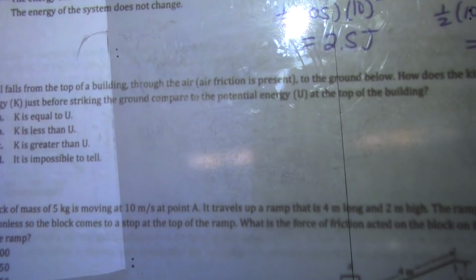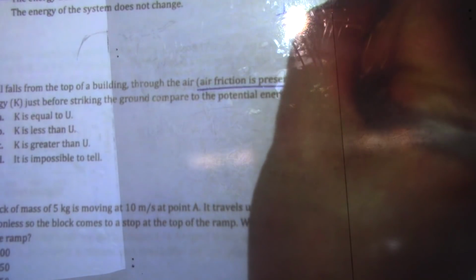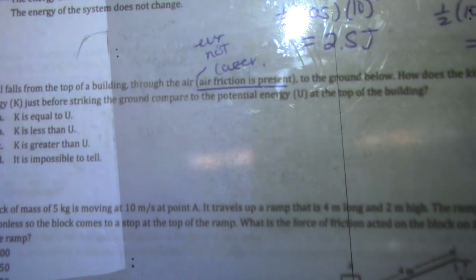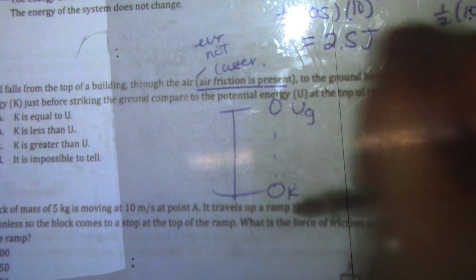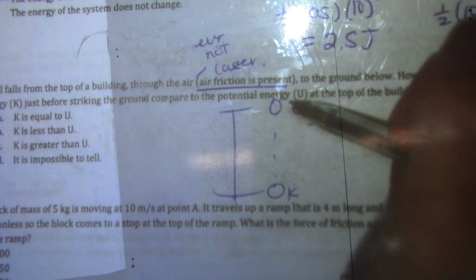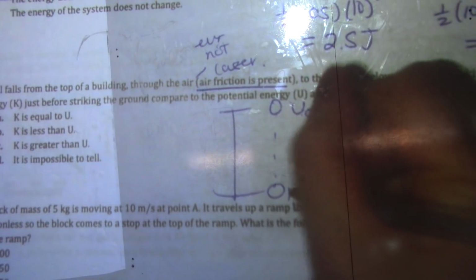A ball falls from the top of the building. Air friction is present, so energy is not conserved here, work is being done. How does the kinetic energy just before striking the ground compare to the potential at the top? So think about it, I have some potential energy right here. It's going to come down, and I'm going to have kinetic here. Now normally these two would be equal, right? If energy was conserved, all the potential would go into all kinetic here.